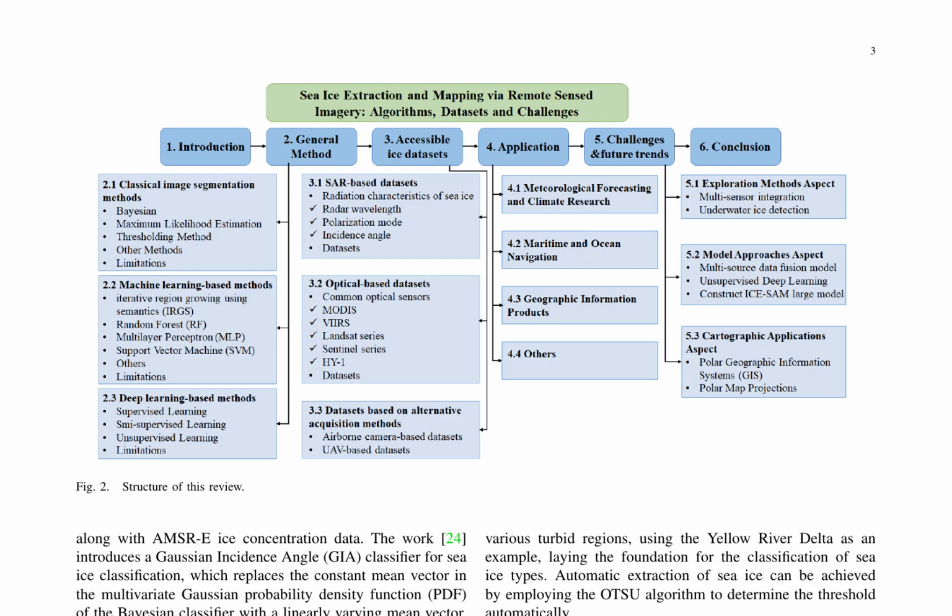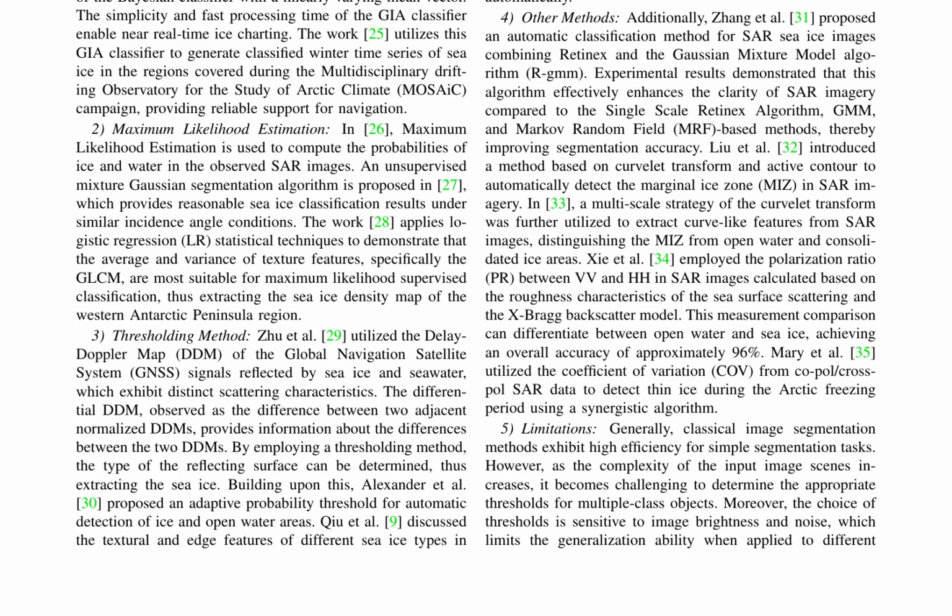This section of the research paper discusses various methodologies employed in sea ice classification, including classical image segmentation methods and machine learning-based approaches. Classical methods, such as thresholding and edge detection, are effective for simple segmentation tasks but struggle with complex scenes and sensitivity to image brightness and noise. To overcome these limitations, researchers have turned to advanced techniques like machine learning, which leverages the polarimetric characteristics of sea ice images and integrates spatial context and texture features for enhanced accuracy.